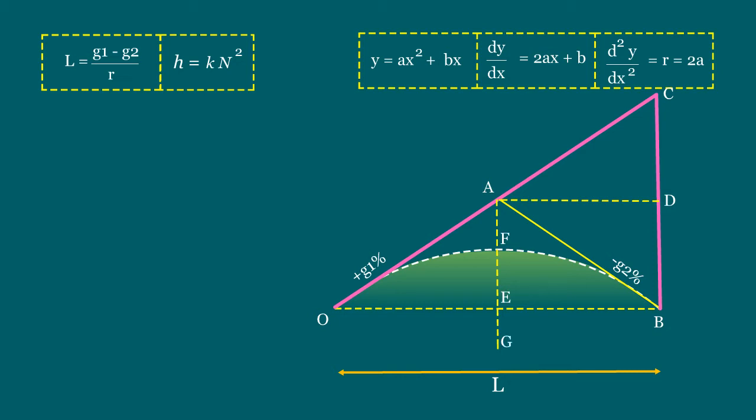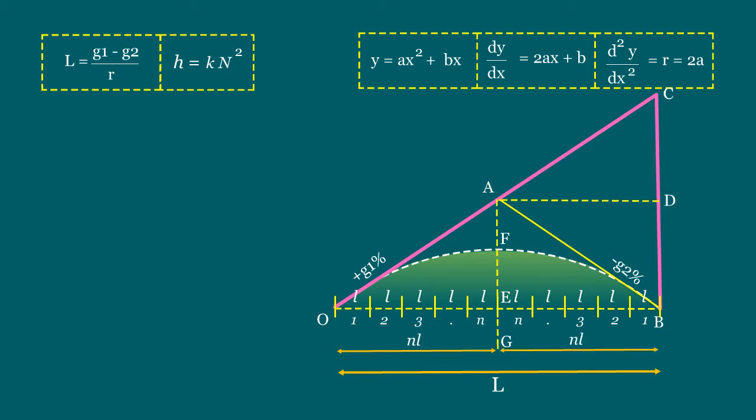Now, let us assume the length of the chord at uniform intervals is L. The number of chords at each side of the grade is n. So, the distance from the starting point O to the midpoint E is n into L, that is nL. Similarly, from the midpoint E to the endpoint B is also nL. So, the total length of the vertical curve equals 2 into nL, that is 2nL. And the total number of chords in this vertical curve, that is N, equals 2n.